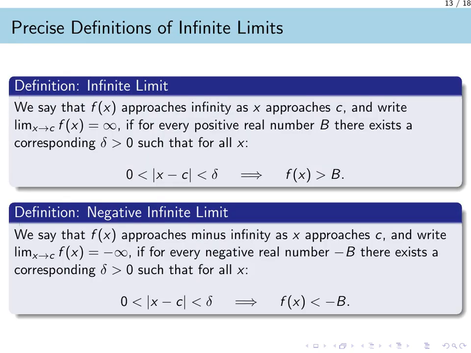Now we will formalize the idea of a function approaching infinity at a specific point, which describes the behavior at a vertical asymptote. The definition for a positive infinite limit is like a challenge.